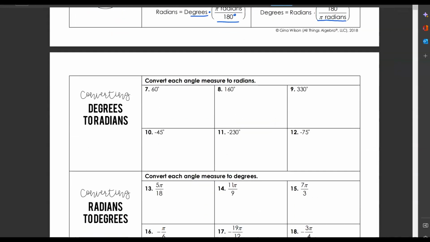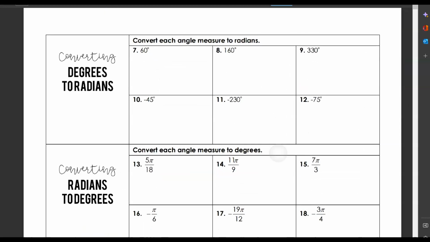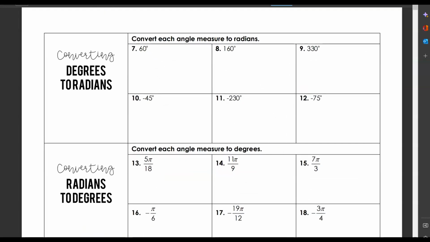All right, let's take a moment here and look at converting degrees to radians. So when we convert degrees to radians, we're going to have 60 degrees, right? Since I'm trying to go from degrees to radians, and since I want to get rid of the degrees, I'm going to divide by 180 degrees, and I'm going to multiply by pi radians. And so we're going to go ahead and simplify this. So 60 divided by 180, that's going to give me 1 third, so I get pi over 3.